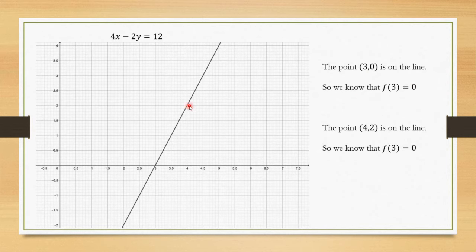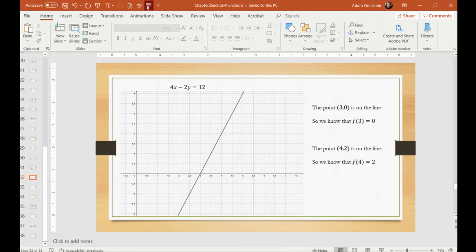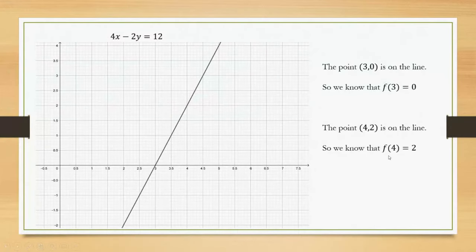Or if you want another example, notice that (4, 2) is on the line, right? You go to 4, go up, and you can see we went up 2 units. So this point over here is (4, 2), okay? So f of 4 has to be 2, as we can see. Let me just fix that. So f of 4 is equal to 2. Okay, good. So again, you can also read the input and output from the graph as well.